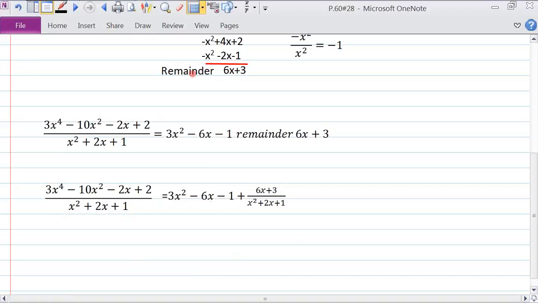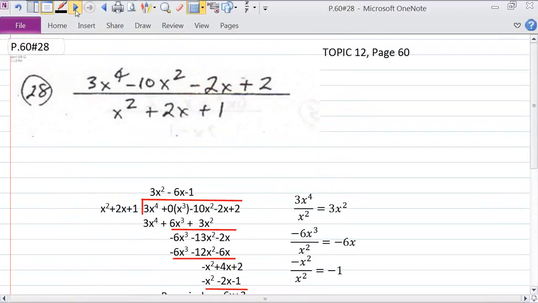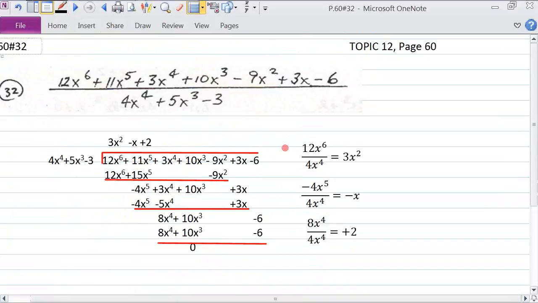If the answer was correct, the left side should equal the right side, and we've done that a couple of times. Okay, let's go to number 32.